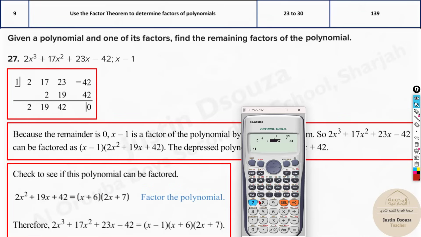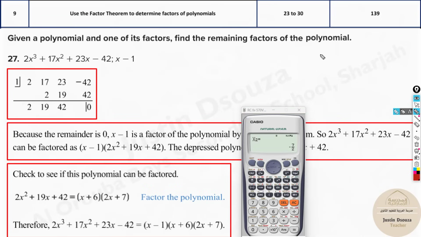I put 27 instead of 17. I am becoming very clumsy. Maybe I'm just very tired. Sorry for that. It's 17, 23, minus 42. Now the x is 1. That means it's minus 1. Okay, you just take it to the other side.